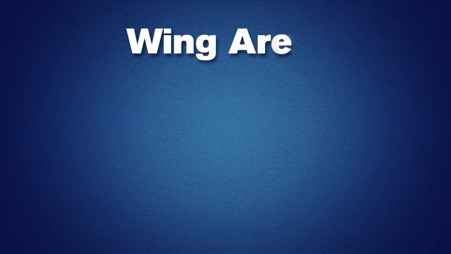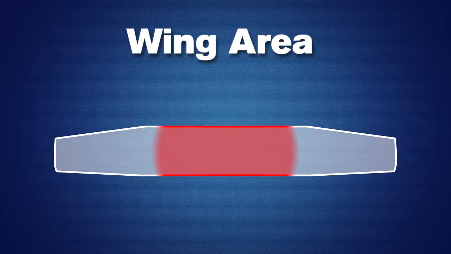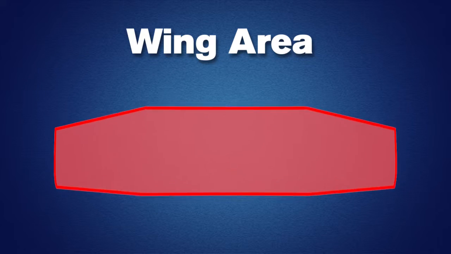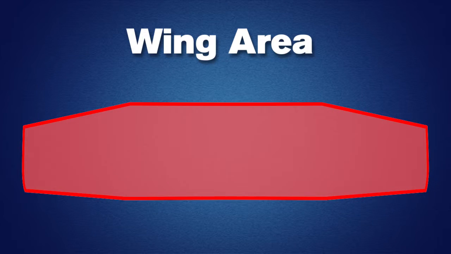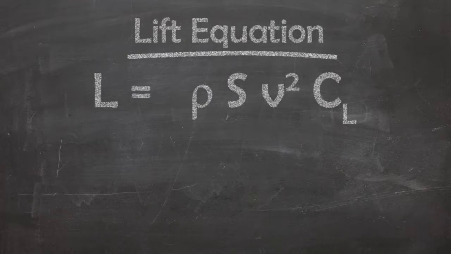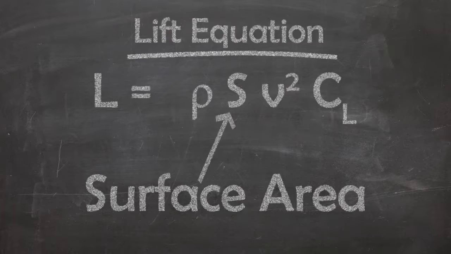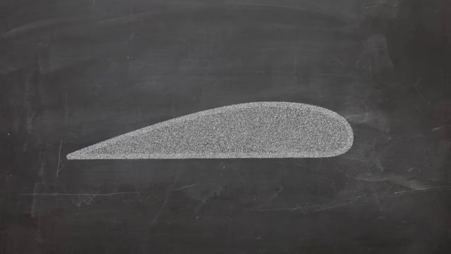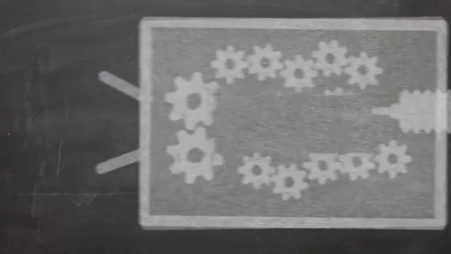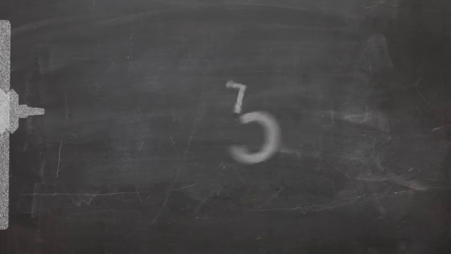Finally, there is the wing area, which is simply the total surface area of the wings. The larger the wing area, the more lift the wing can produce. Looking back at the lift equation, we can see that the wing area is incorporated into the equation. The rest of the wing shape factors are merged into the coefficient of lift variable.